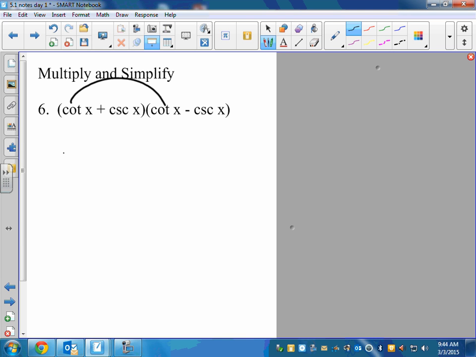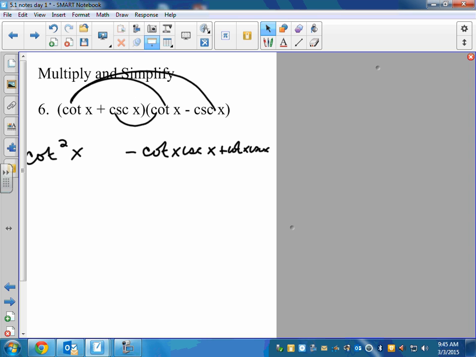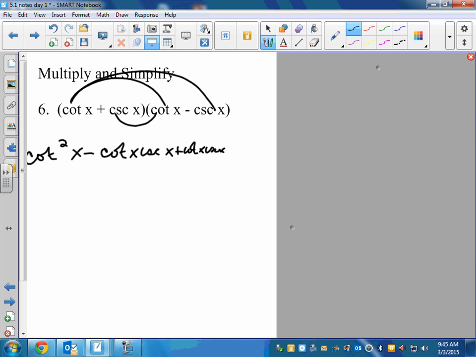cotangent times cotangent is cotangent squared. Cotangent times negative cosecant would be negative cotangent x cosecant x. Cosecant times cotangent is plus cotangent x cosecant x. And then cosecant times negative cosecant is negative cosecant squared x.